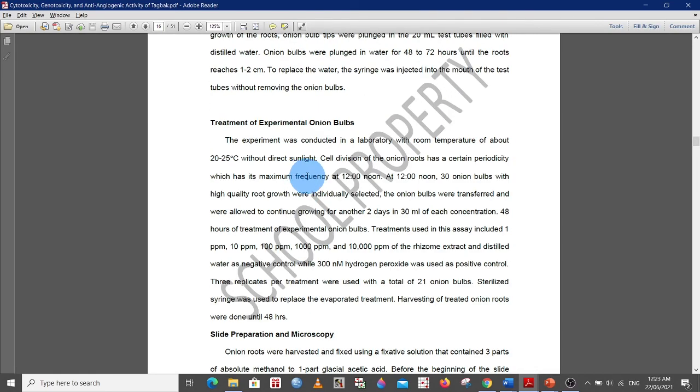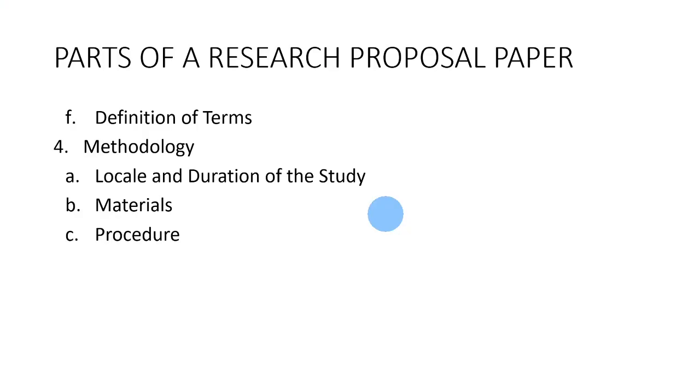So here, first is the treatment of experimental onion bulbs. The experiment was conducted in a laboratory with room temperature, which you specify there. So you observe cell division in onion roots, etc. So the procedure is already in paragraph form.